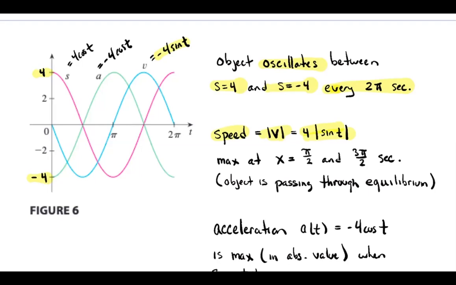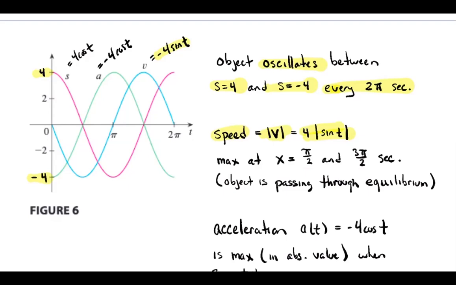So one question that you might be interested in is, when is this object moving the fastest? When's its speed greatest? Well, the sine function's greatest output is 1. So in the interval from 0 to 2 pi, the part that we're looking at here, the absolute value of sine will be 1 twice, at pi over 2 and 3 pi over 2. So those are the two times. Pi over 2 is about 1.5 seconds. 3 pi over 2 is about 4.5 seconds.